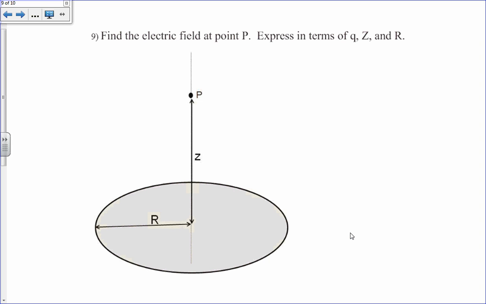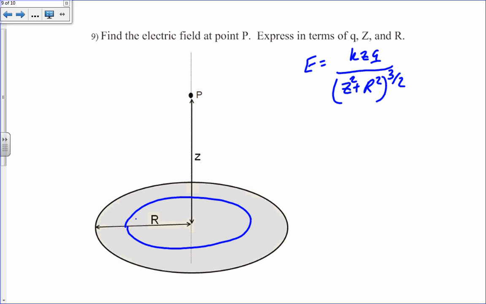I'm going to start with a charged ring, because I know that for a charged ring, the electric field is kzq over z squared plus r squared to the 3 halves. So I'm going to imagine my differential element now. Instead of being some little piece, I want to make it a ring of charge, because I know the electric field at this point due to a ring of charge.